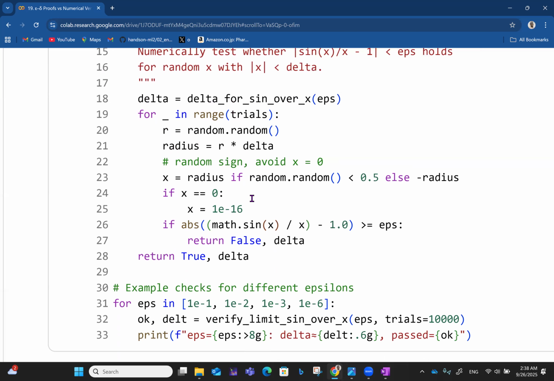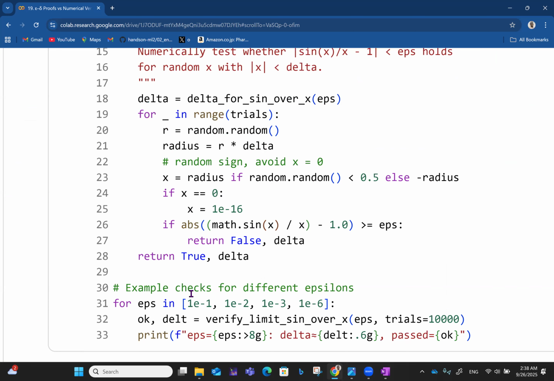minus radius. So if x is equal to 0, because x should not be 0, we have x is 1 times 10 raised to the power minus 16. So if absolute value of sine x over x minus 1 is greater than or equal to epsilon, we need the math library to do sine x over x, that will return false and delta. Otherwise, return true and delta.